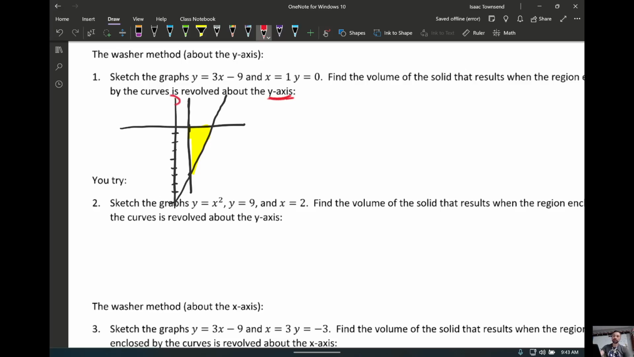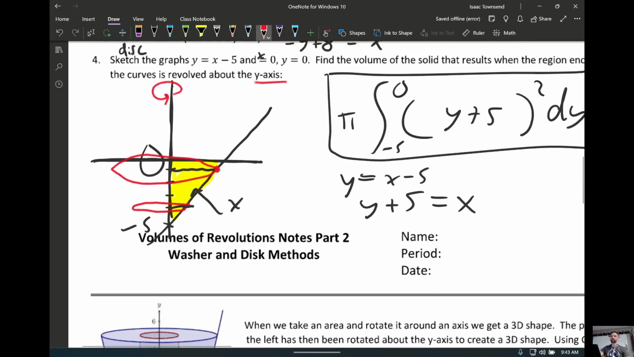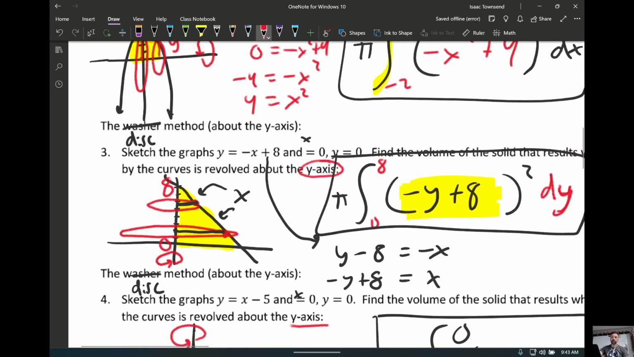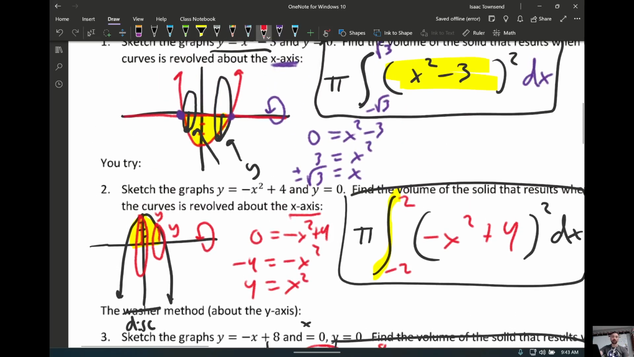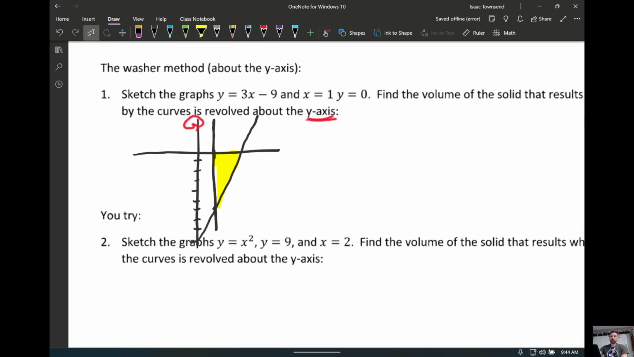I'm going to rotate this area around the y-axis. And what's different about this compared to the disk method, if I go back up, notice on this disk method, this trapped area was all the way hugged up next to the axis I was rotating it around. Same whether it was x or y. The enclosed area was all the way pushed up to the axis we were rotating it around. This question, that's not true.